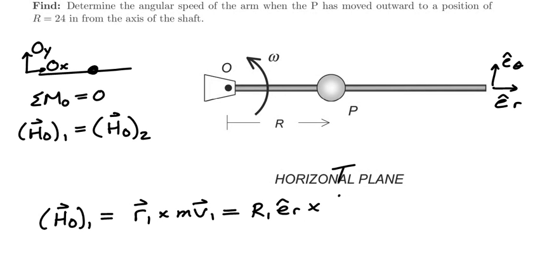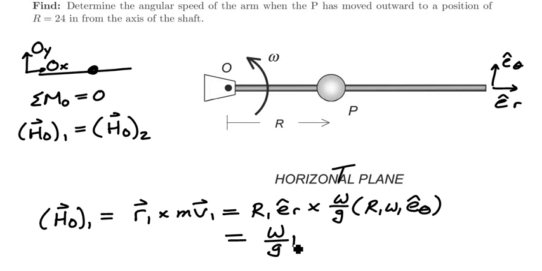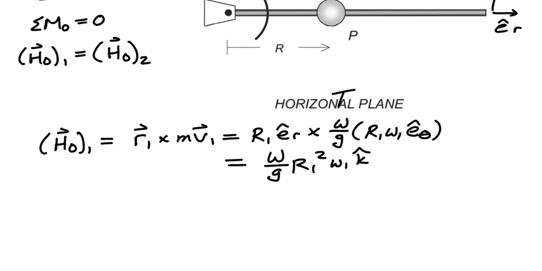I'll cross that with the mass of the particle, which is the weight divided by the gravitational constant g, times its initial velocity. In this case, we're told that the particle is initially at rest with respect to the bar, and so the r dot component is initially going to be 0, and so I'm going to get back here a velocity from the r omega component, which is simply r1 times omega 1 in the e sub theta. If you expand this cross product, knowing that e sub r cross e sub theta is k, this is going to give me back w over g times r1 squared times omega 1 in the k. We know each of these quantities, and so we know the initial angular momentum of the system exactly.